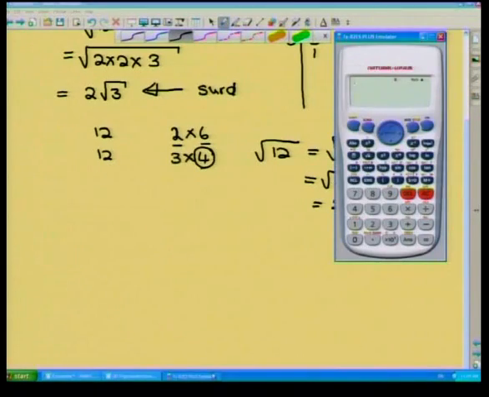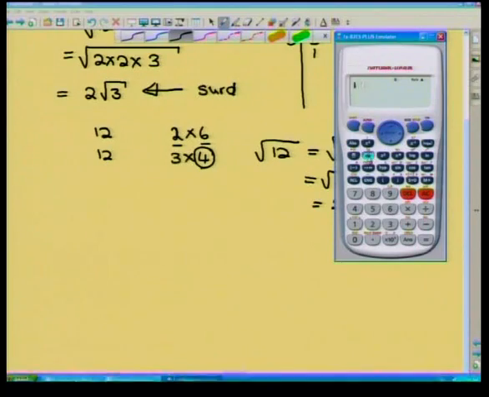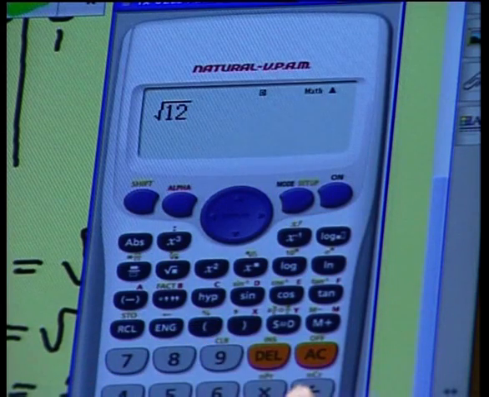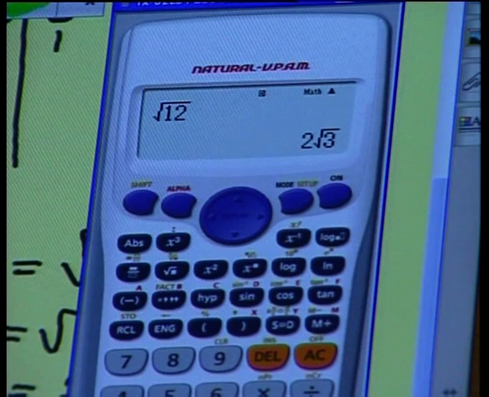The good news is that some of our calculators do this for us automatically. But if I was a teacher, I would say show all working or something like that to make sure that you understood what to do. So let's pull the calculator up and just show you that that's how it works. If we look over here, I want to go root 12. Doing that, I hit the equal sign and look at that. It's 2 root 3.